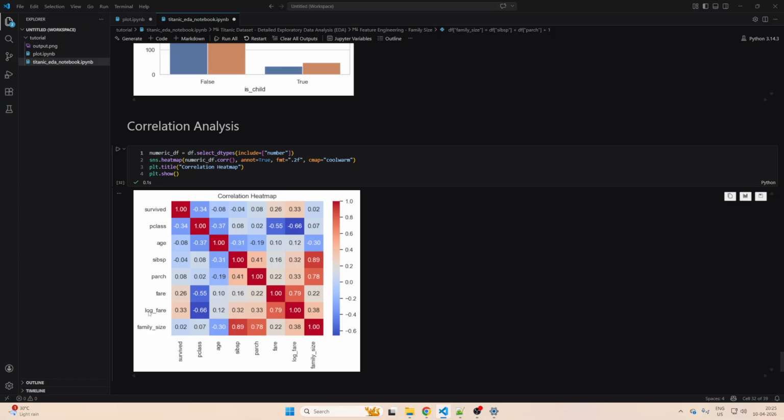Again, a higher log fare might be given if more siblings or parents were traveling. You see, log fare is a feature derived from fare. We have more correlation of log fare with this count compared to normal fare.